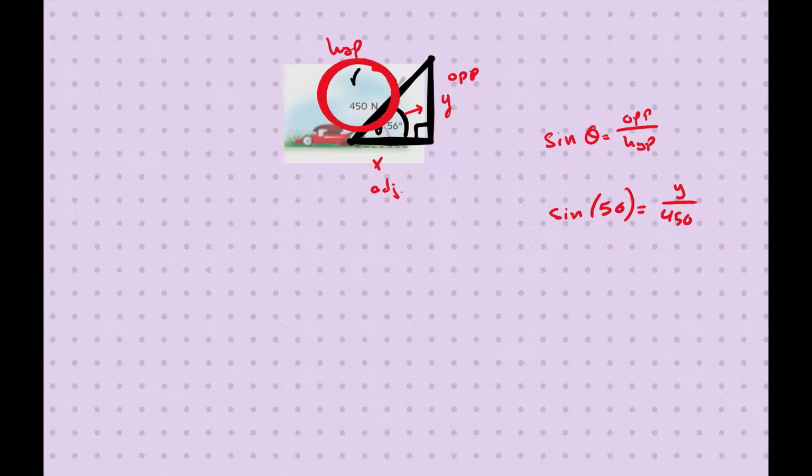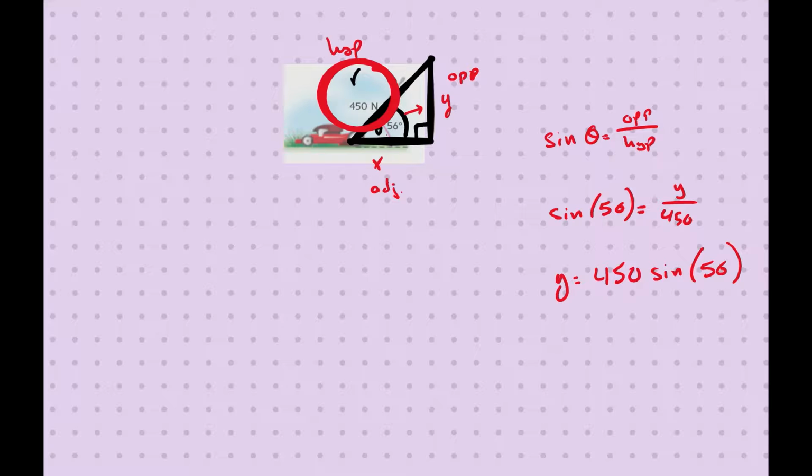And so now if I wanted to find this y component, then I simply multiply the 450 over, and I get my y component is equal to 450 sine of 56 degrees, right? So all I got to do is put it in the calculator, and I get my vertical component, right? So I get the amount of force that I'm pushing down on this lawnmower with.